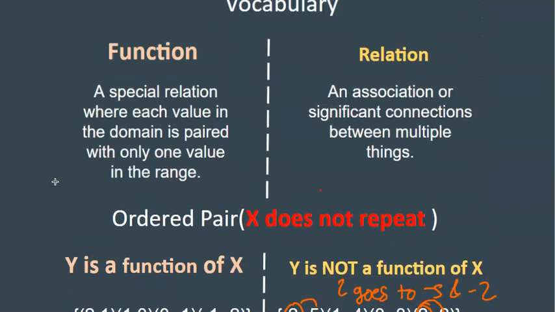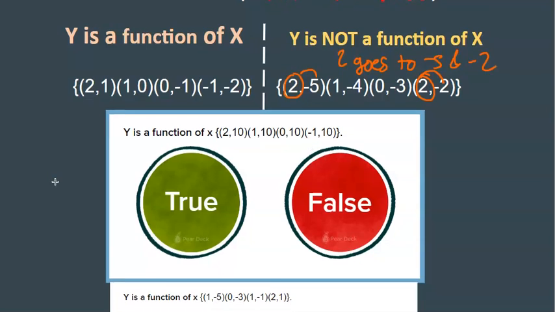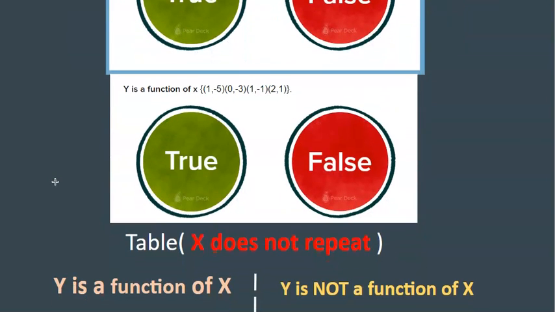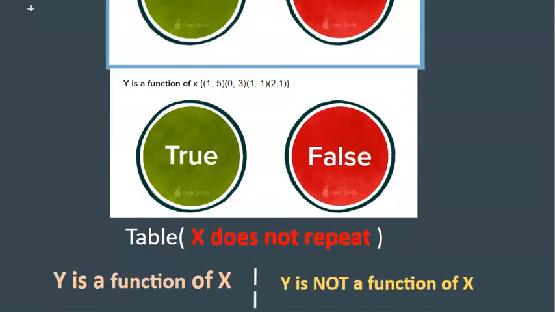So using those definitions, is y a function of x for this one, true or false? And how about the next one? You should have gotten one true and one false for these. See if you can identify why.